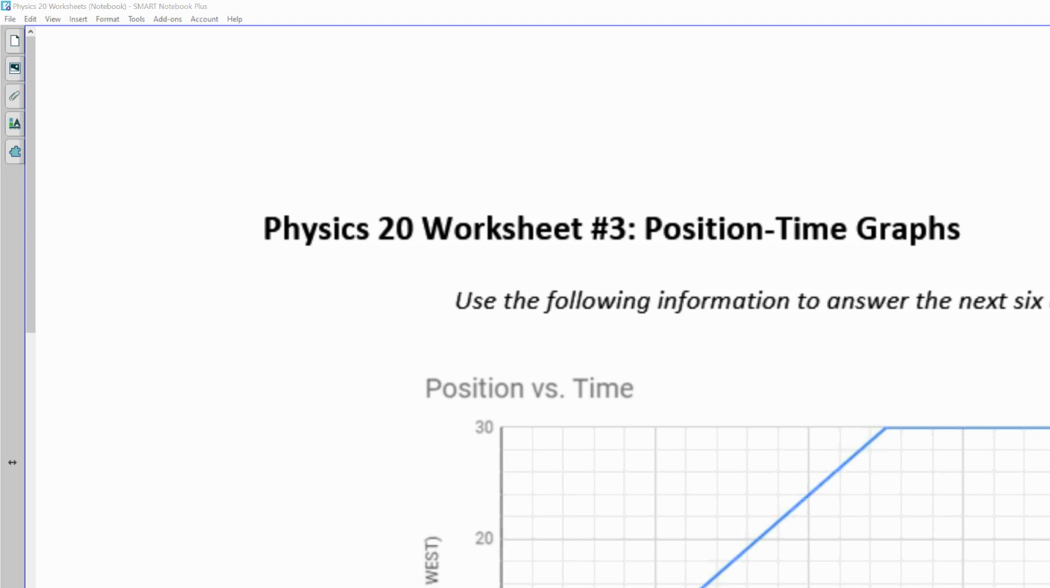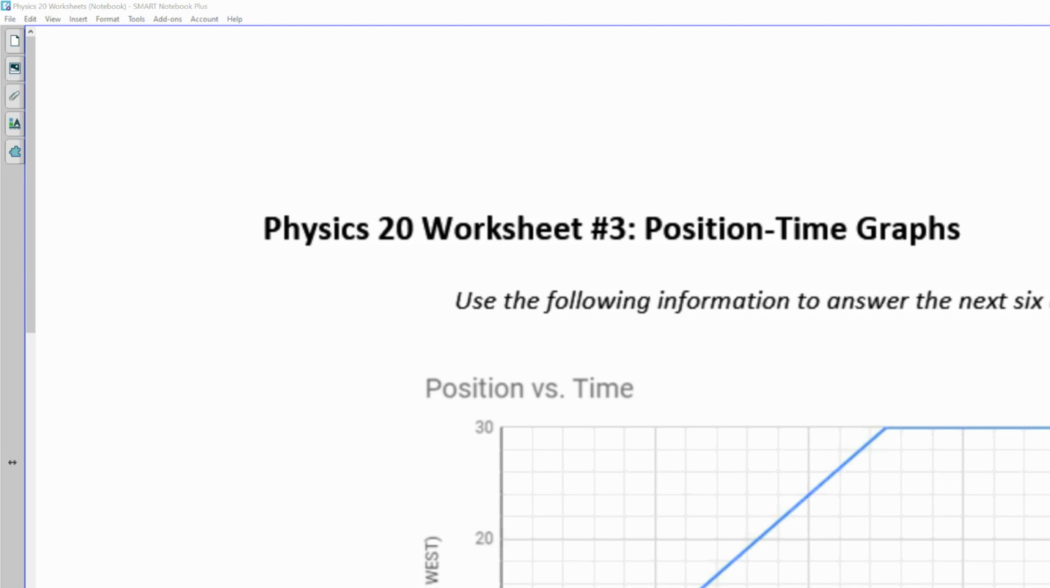All right, everyone, let's take a look at worksheet number 3 on position time graphs. Just to remind you of a couple of things before we go over the answers. When we have a graph that is y versus x, the title of every graph is the y-axis versus the x-axis. We have two variables on every graph. One's the manipulated variable, and one's the responding variable.